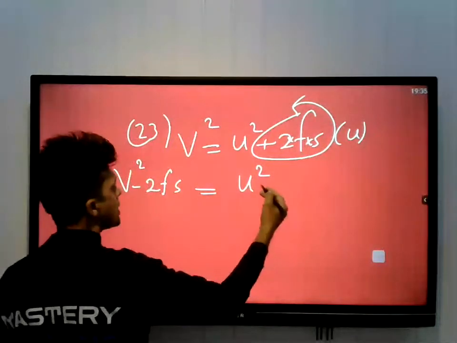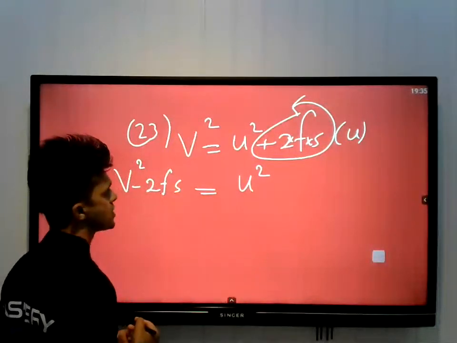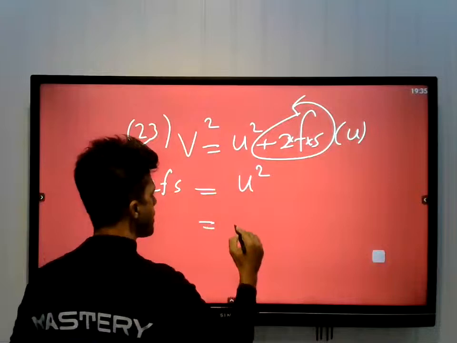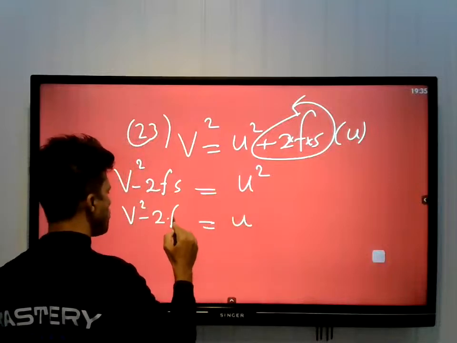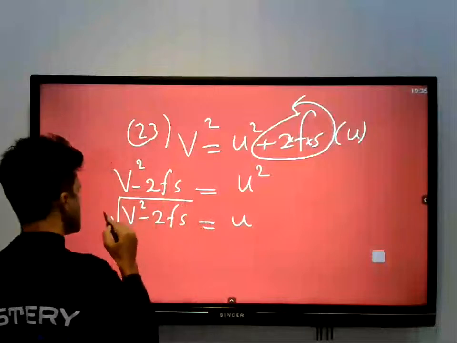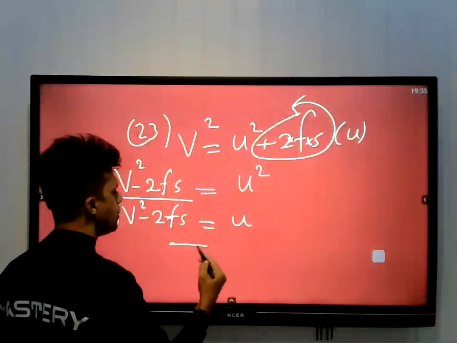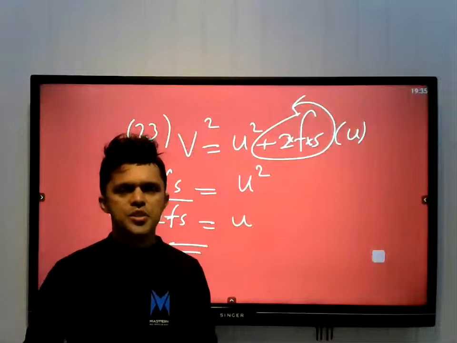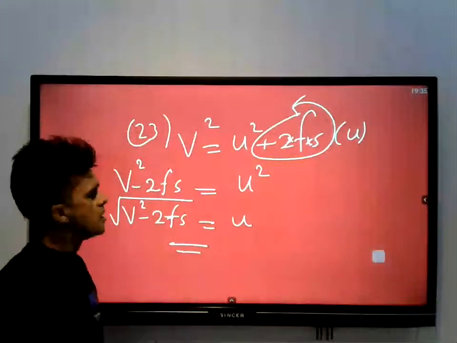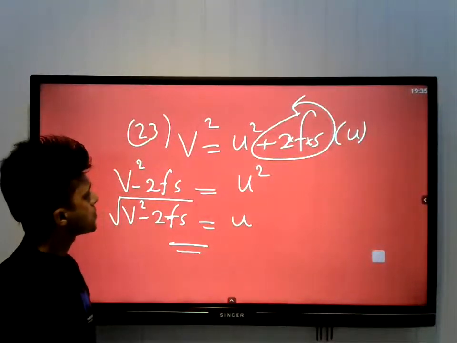So u squared equals v squared minus 2fs, and u can be written as the subject: the square root of v squared minus 2fs. This is the way of writing the term u as the subject of this formula. Square root of v squared minus 2fs.